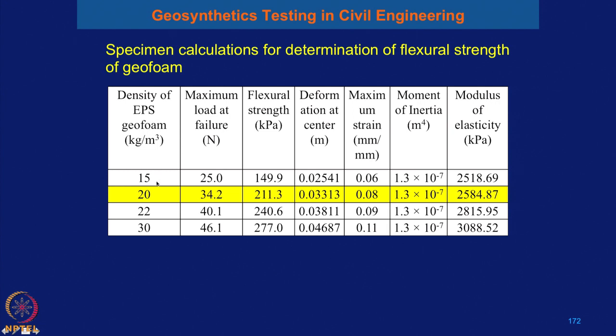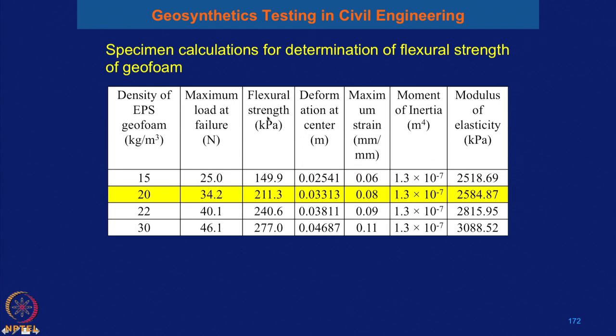So, the densities of geofoam are 15, 20, 22 and 30. The maximum load at failure which we obtained for 15 density is 25 Newton, for 20 density of EPS geofoam 34.2, for 22 density 40.1 and for 30 density 46.1. This is the maximum load at failure.